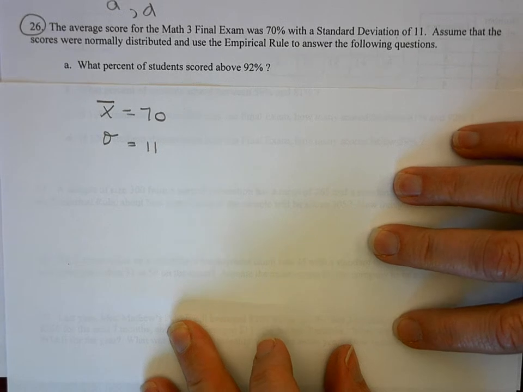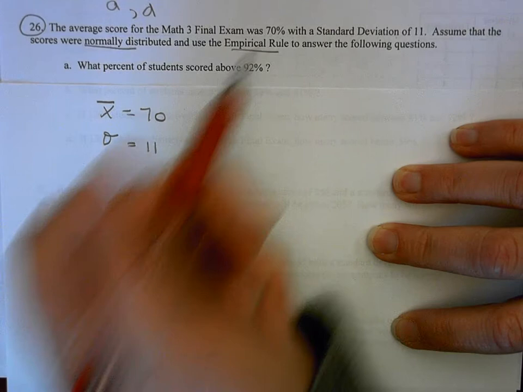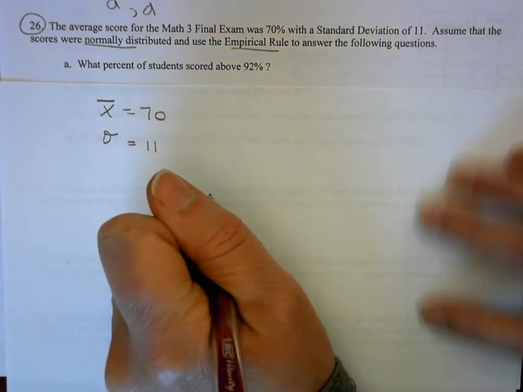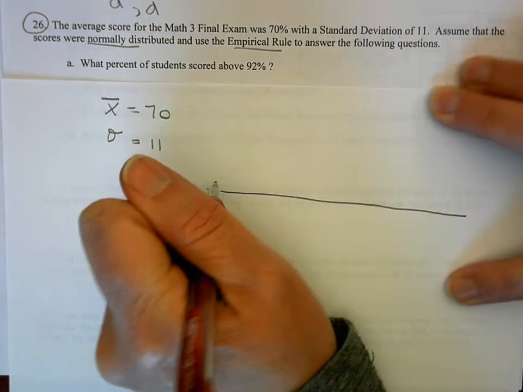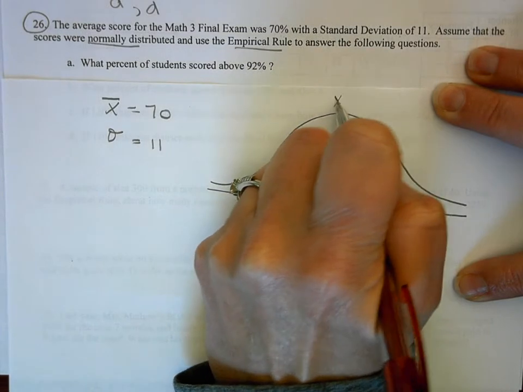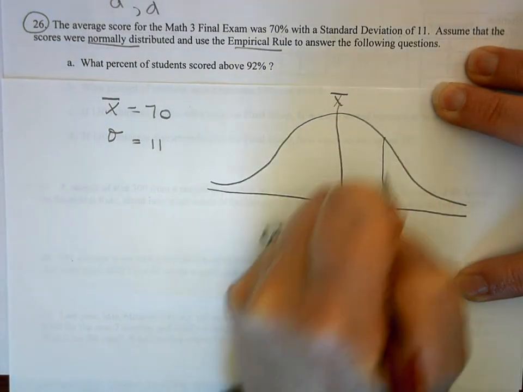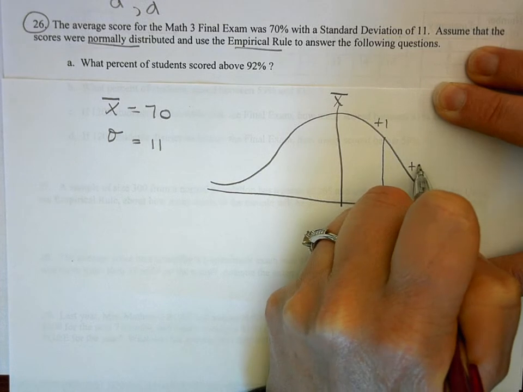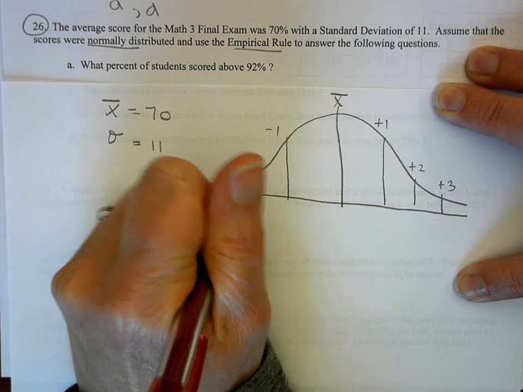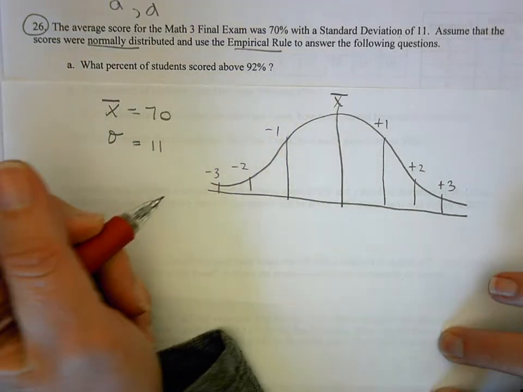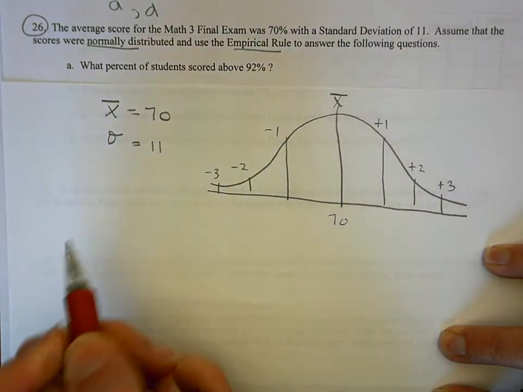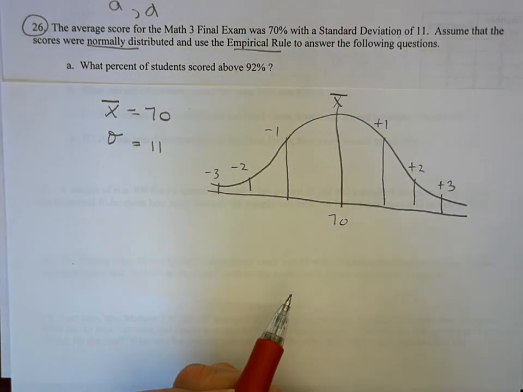Since we're talking about a normal distribution, whenever we see that word or the empirical rule, that means we want to set up our normal curve. So I'm just going to sketch one out. And I know in the middle is my average, and then I go plus 1 standard deviation away. And so the scores go at the bottom here, so I want to put in my average, and then to find the rest of them I want to just add 11 each time.